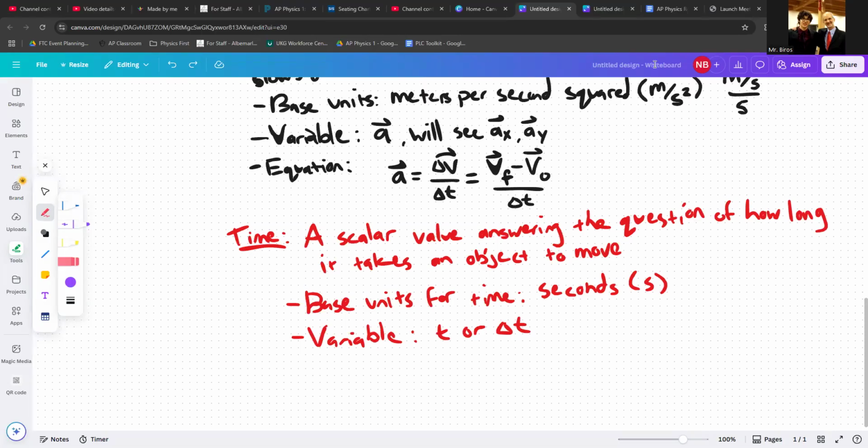The other thing is graphing. We're going to go through motion graphs and how to analyze them and what they tell us. And that also takes a pretty significant chunk of time.